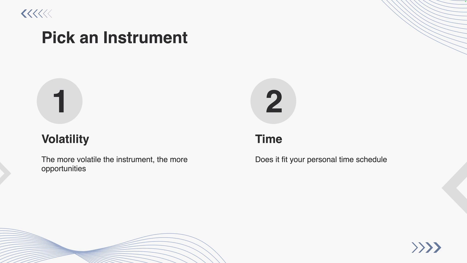So for me, EU, GU is not really an option unless I want to trade the last part of New York kill zone, but I do not necessarily want to do that. So my personal preference would go out to, again, one of the indices or crude oil, for example. So does it fit your personal time schedule and your time zone as well, the kill zones that you want to trade? Based on that, you can pick an instrument.